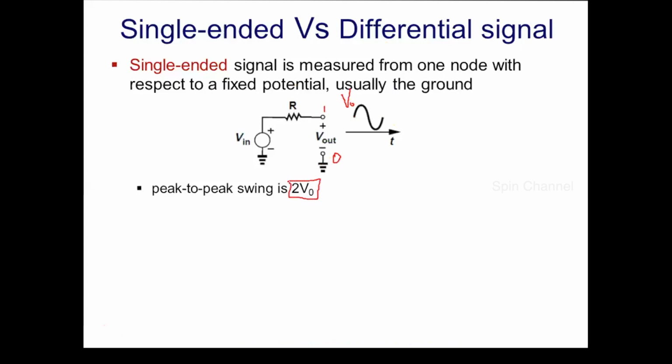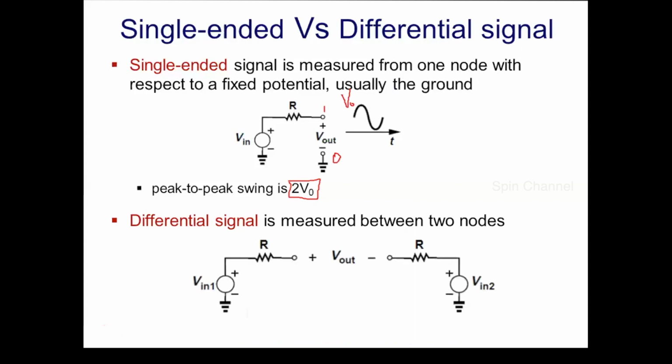Next, what is differential signal? Differential signal is measured across two ends or two nodes. The voltage is measured between the two terminals. So there is no reference ground here. Consider this circuit. The output is measured between the two terminals of the resistors here. So this is terminal 1 and let this be terminal 2. It is always measured between these two terminals. So there is no reference ground here.